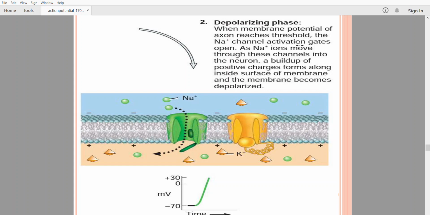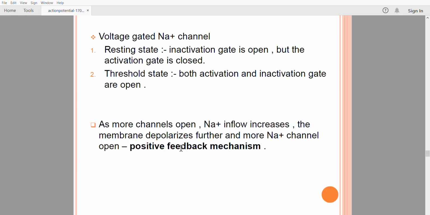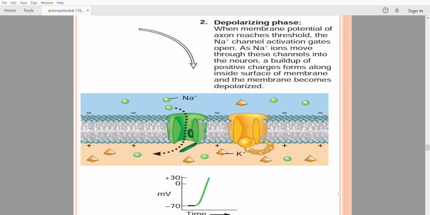Okay, so you see, when the membrane potential of the axon reaches the threshold, the Na plus channel activation gate opens. Something that's in the middle of the channel is called an activation gate, and this one is called an inactivation gate. As the Na plus moves through these channels into the neuron, a buildup of positive charge forms inside the cell. So they get depolarized and become positive. It goes to plus 30 millivolts. In this state the inactivation gate is open, but the activation gate is closed. But at the threshold both of them are open. So this is the threshold and both of them are open.